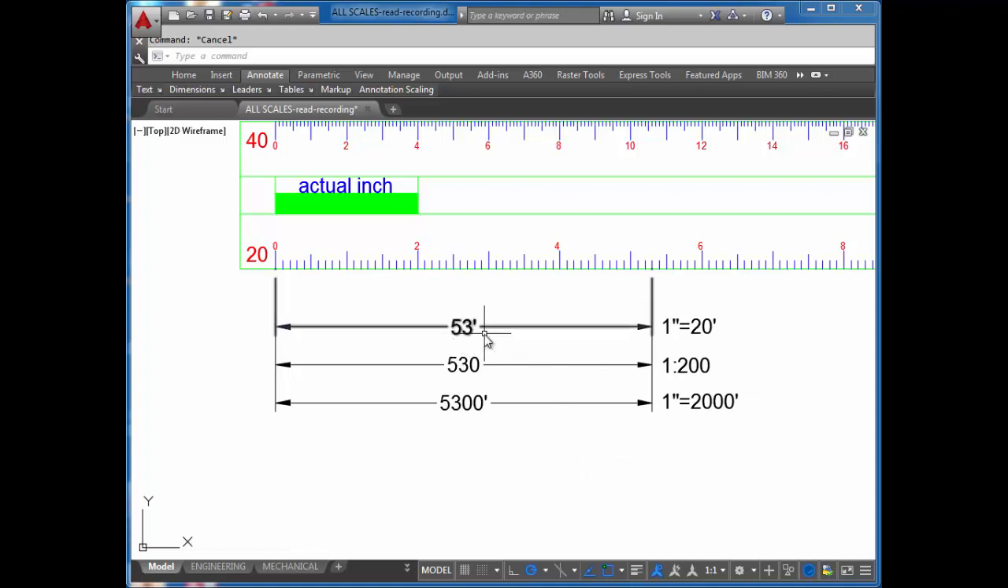And when we look at our answers all together, we can see just the position of the zeros, or how many zeros we've added on to that number, or whether or not we've put a foot mark after it or not, has everything to do with how we've decided to use that scale.